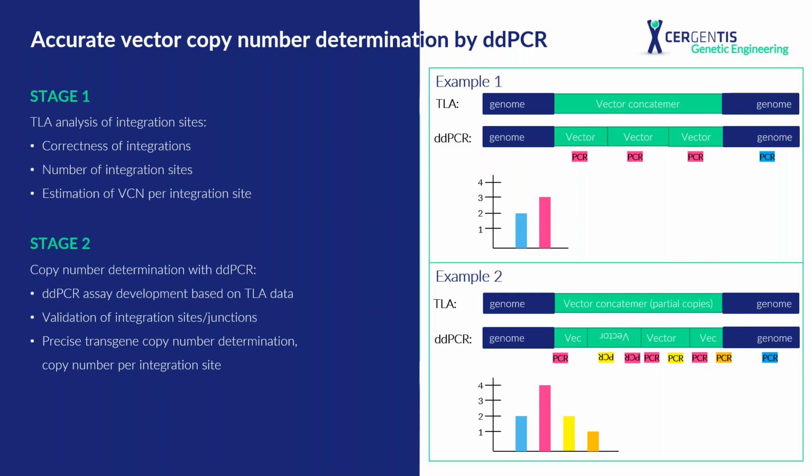However, if selected control shows unexpected results, using the TLA data for the ddPCR assay development gives an advantage to design a more precise assay. So as you can see in example 2, using the TLA results, we designed ddPCR assay not only on transgene or vector common elements and reference gene, but also on the vector-genome junctions as an additional control.